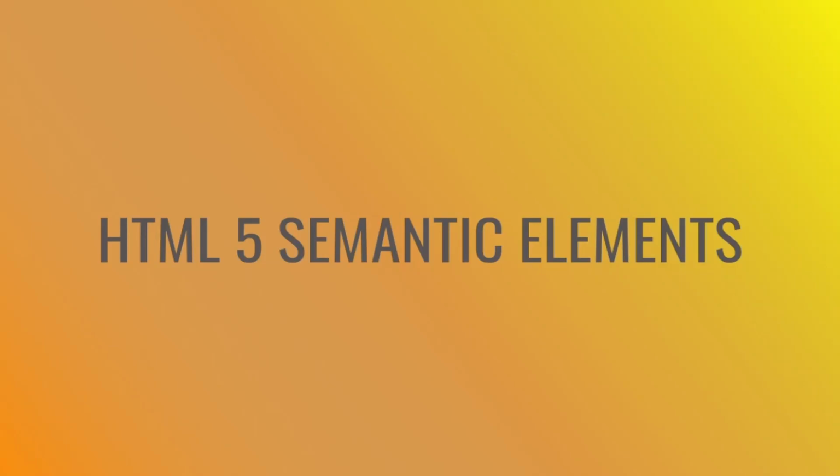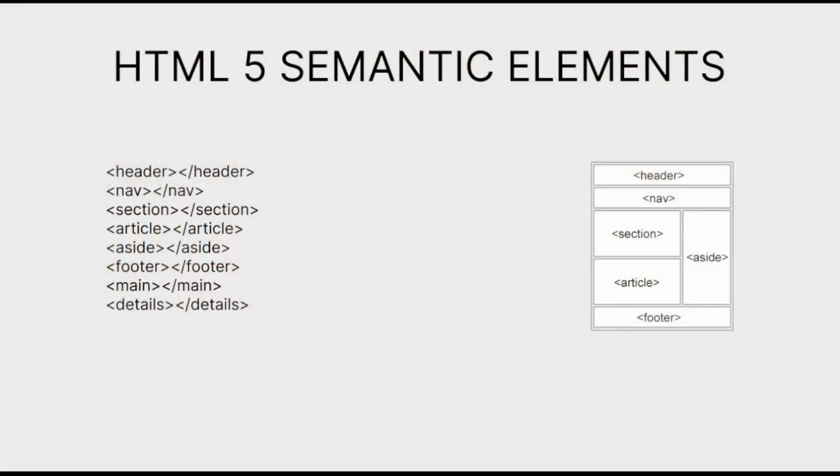In this video I want to talk about HTML5 semantic elements. A semantic element clearly describes its meaning to both the browser and the developer. Specifically, I want to discuss the semantic elements that are used to lay out a web page, that is, header, nav, section, article, aside, footer, main and details. On the right hand side of this slide you can see how they are used on a web page.